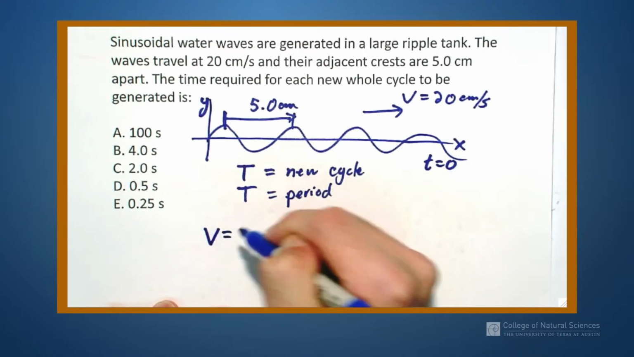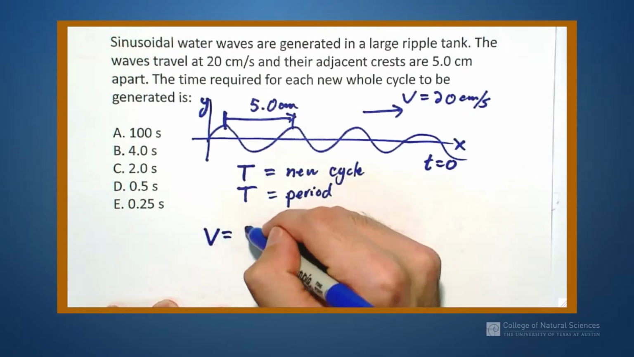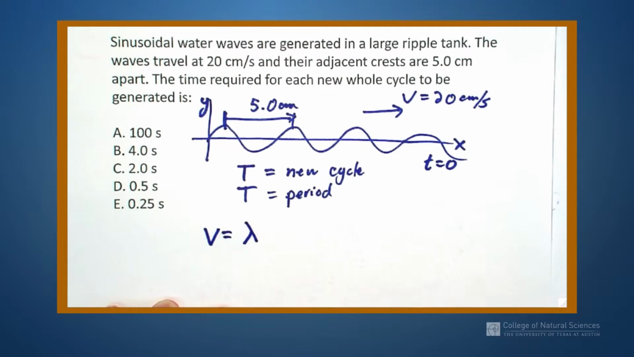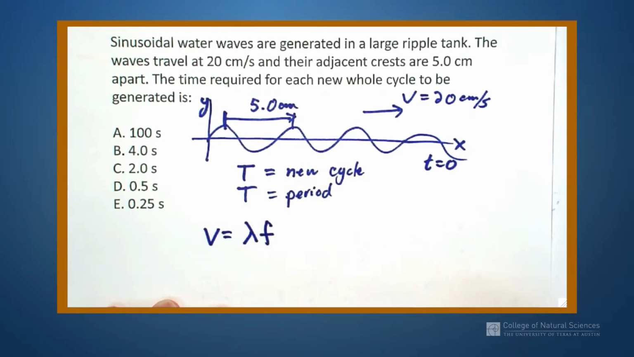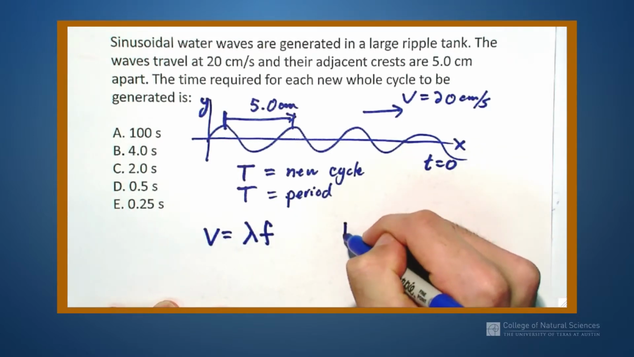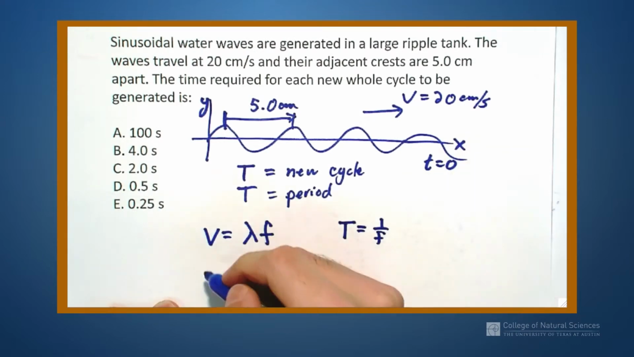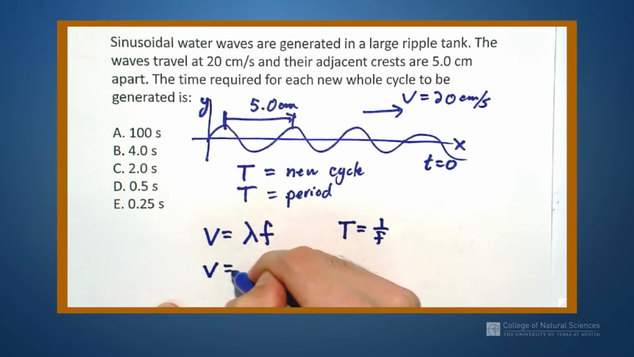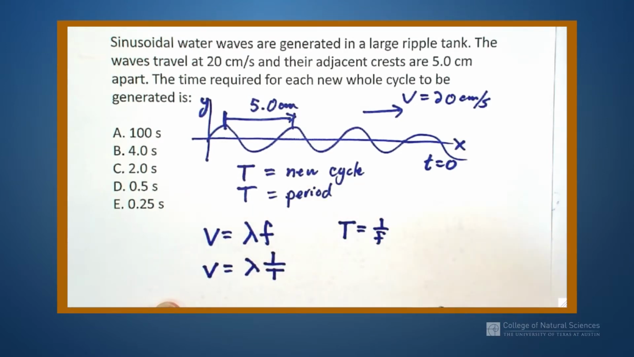Well, I know that the velocity of a wave is equal to the wavelength of the wave times the frequency of the wave. I have the velocity, I have the wavelength. I don't want the frequency, I want the period. But I also know that the period is equal to 1 over the frequency, which means that the velocity of the wave is equal to lambda times 1 over the period.